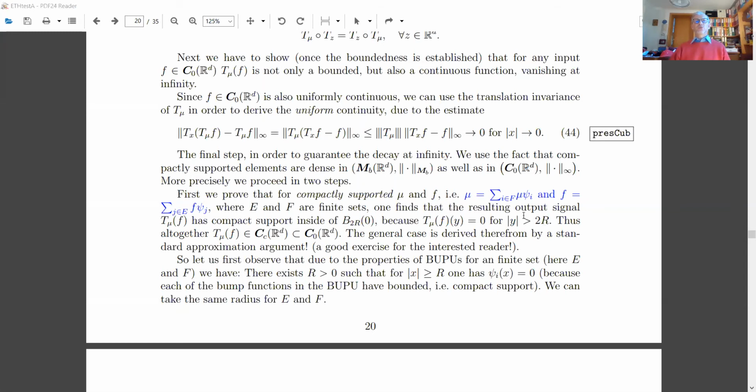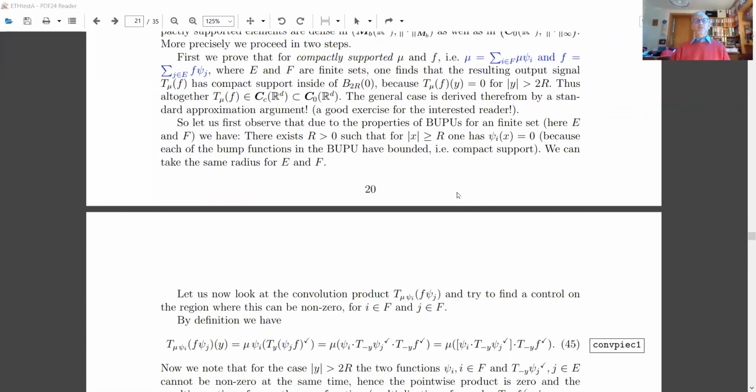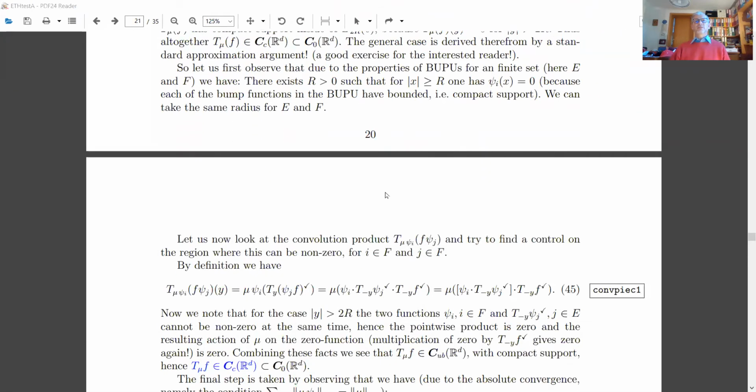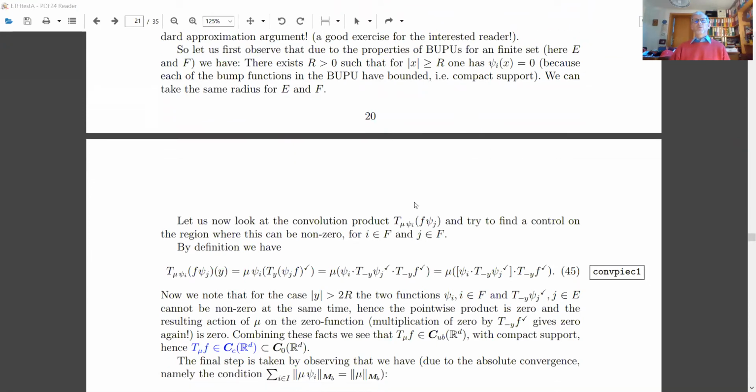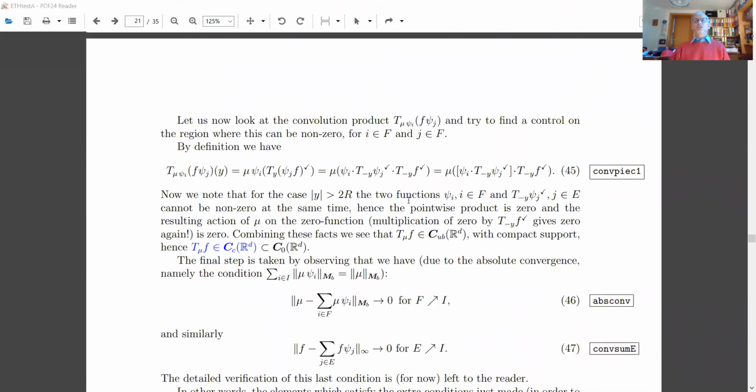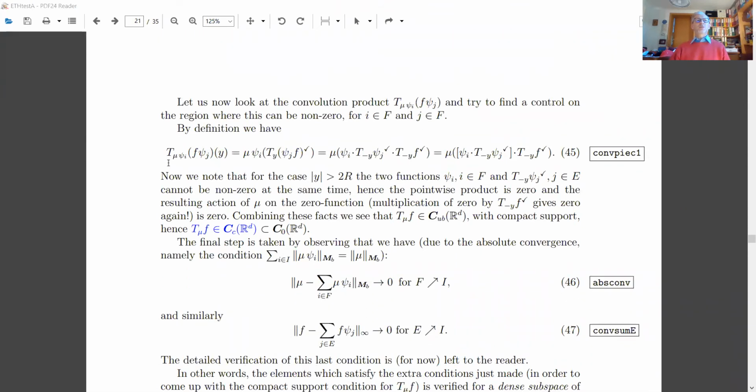And I just want to show you the key argument. Of course, we split the functional, the measure mu, into pieces mu psi I. We split the function f into pieces. So we only have to check what happens with the system induced by the little piece of mu applied to a little piece of f.